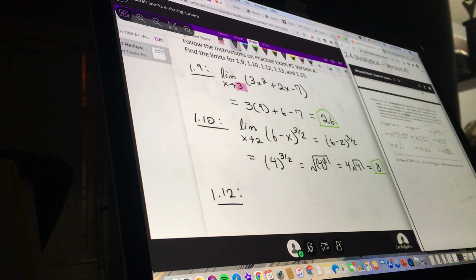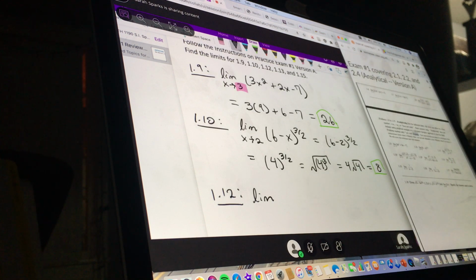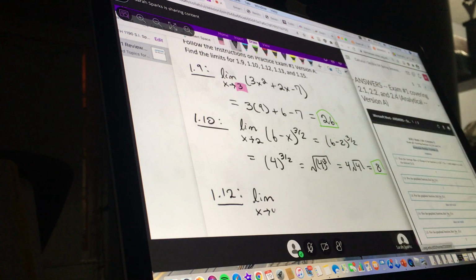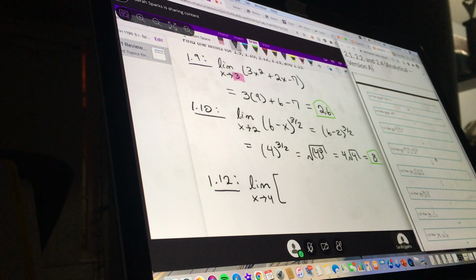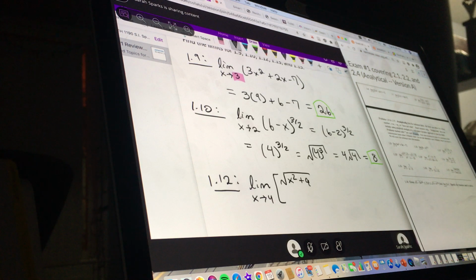For 1.12, the limit as x goes to 4 of, this is a big one, but it's not too scary, don't worry. It's going to look a little scary, but it's the square root of x squared plus 9 minus the square root of x plus 21, over x squared minus x minus 12.